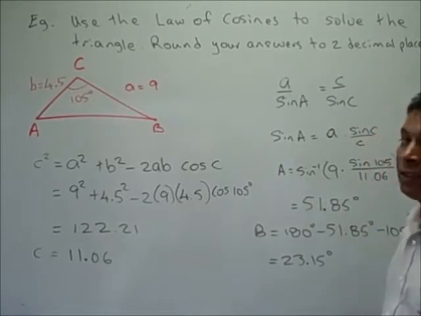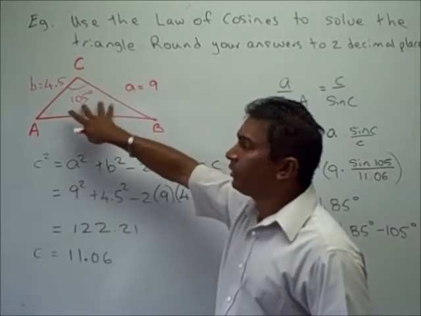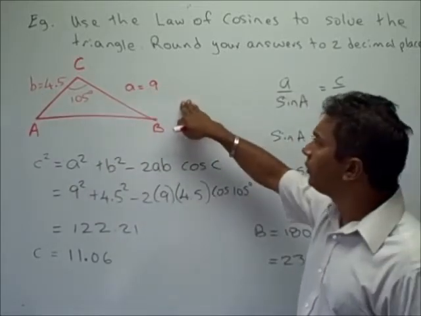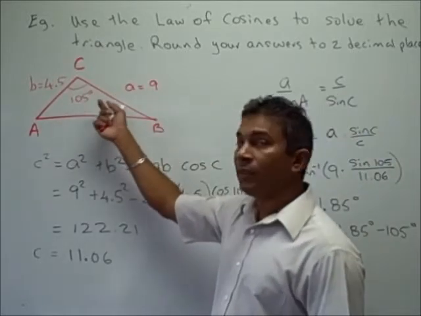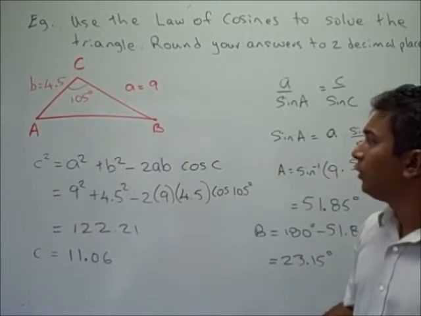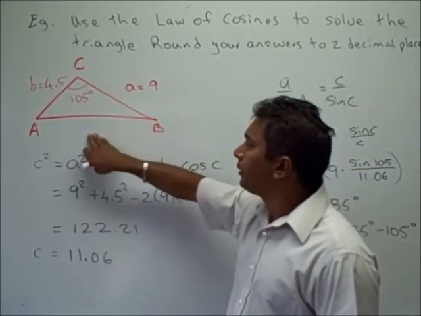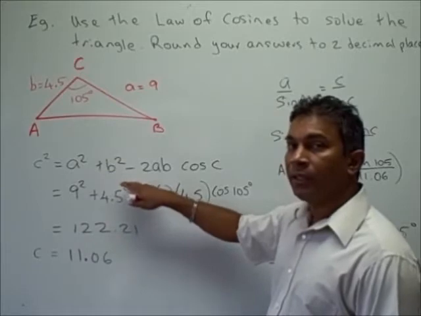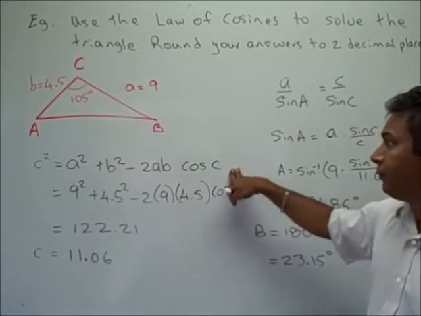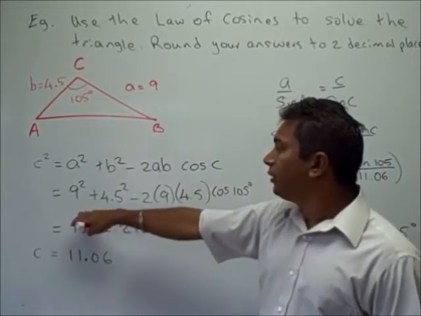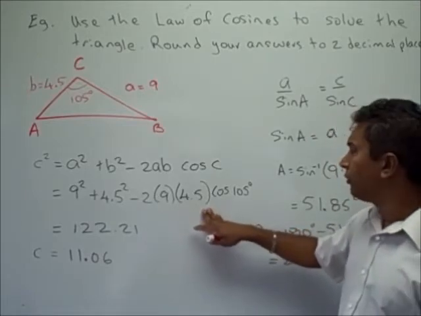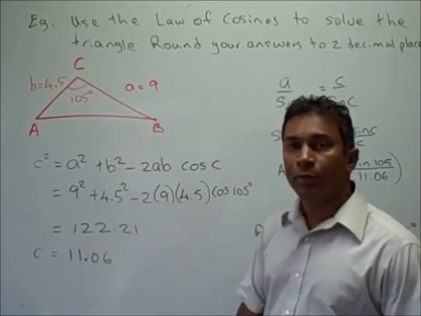So here we have an example of using the law of cosines to solve an oblique triangle. Our triangle is ABC. We're given angle C, which is 105 degrees. We're given side B, which is 4.5 units, and side A, which is 9 units. So we have two sides and an included angle. Because of this, we can use our cosine rule to find side C. From our cosine rule, we know C squared is equal to A squared plus B squared minus 2AB cosine of C. Substituting for A, B, and C, we get 9 squared plus 4.5 squared minus 2 times 9 times 4.5 times cosine of 105. And this simplifies to give us 122.21.